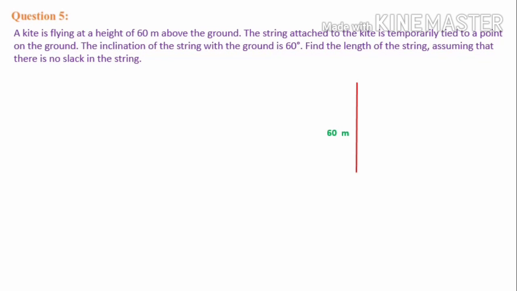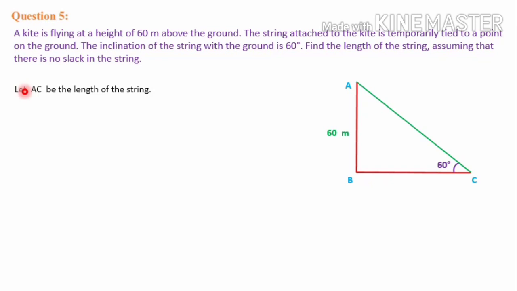Let's visualize the diagram. A kite is at this point which is 60 meter away from the ground, and this is the string of the kite and it is tied here, and the angle between the ground and the string is 60 degree. Here we have to find out the length of the string. Let's mark the vertices of the triangle, that is ABC. Now ABC is a right angle triangle, right angle at B. Let AC be the length of the string. We have to calculate AC.